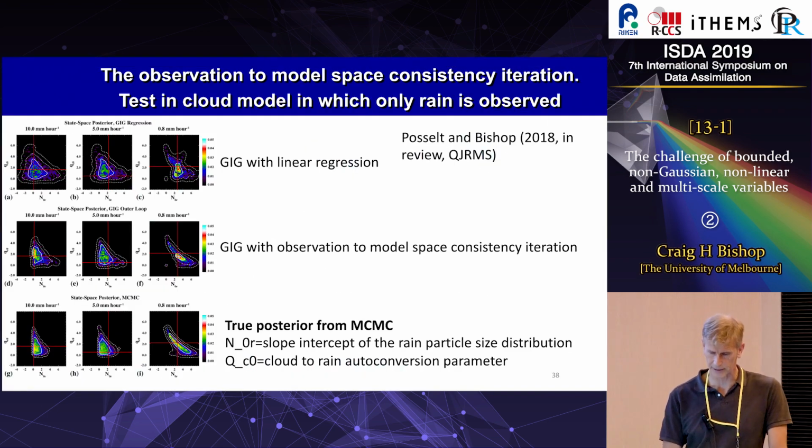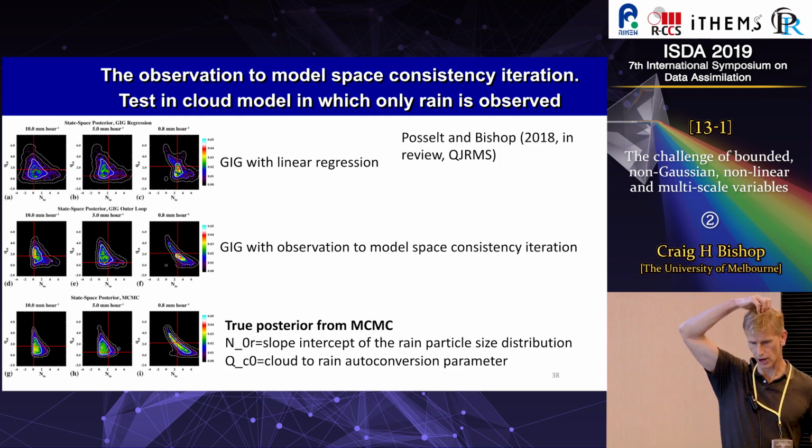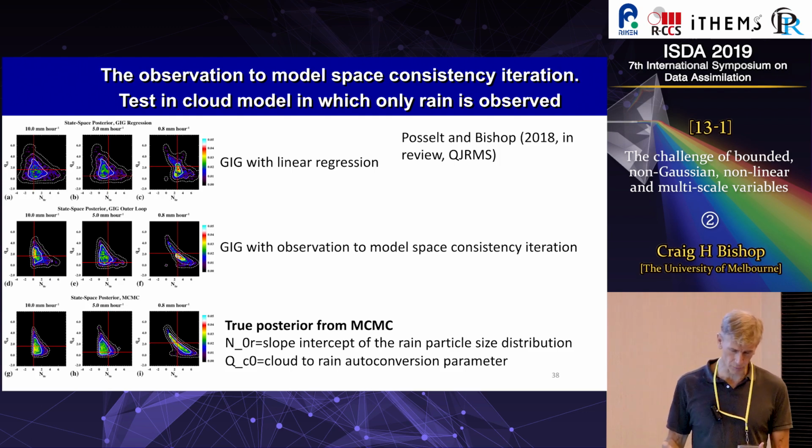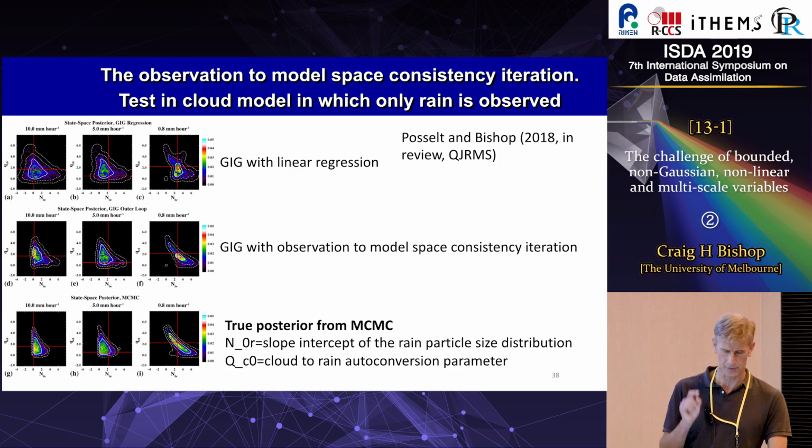Here's an example that I did with Derek Posselt. This is actually out now. It's not in review, it's actually out. He's got a one-dimensional cloud model, so one vertical column, and we're observing rainfall rate. This is showing the different posteriors we get. If we do the GIGG just with linear regression, this is what our posteriors look like for 3 different rain rates up here. We're actually doing parameter estimation here. This is a slope parameter, and that's a cloud to rain autoconversion parameter on that side. These are the posterior densities. The true ones we get from an MCMC, and they look like this. So refer everything up here to these 3 here for the different rain rates.